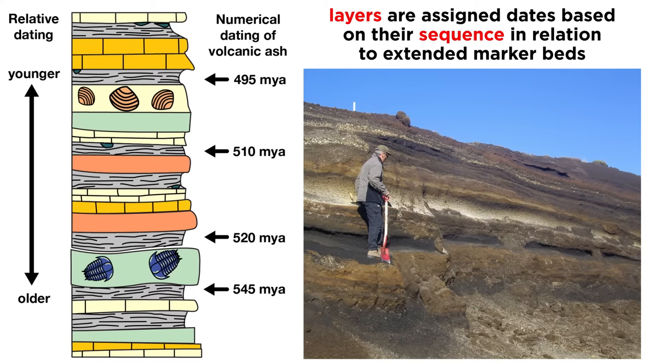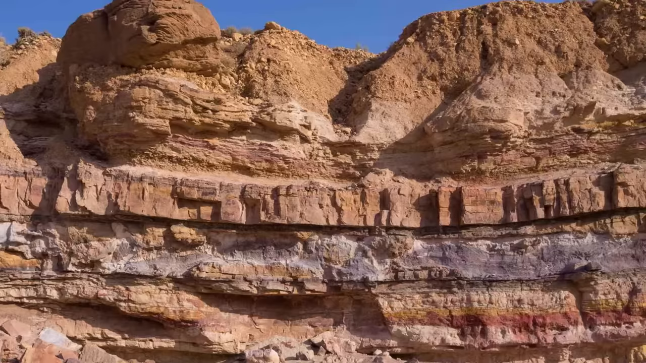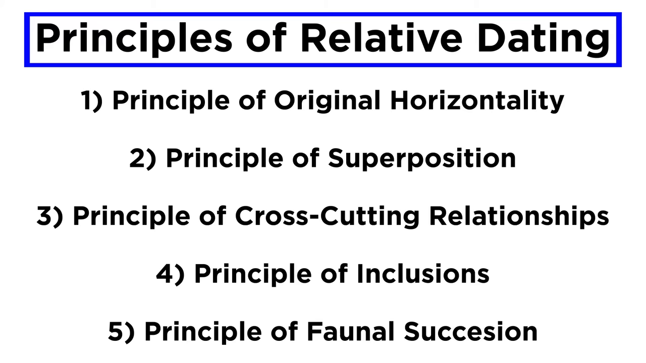Before the advent of radiometric dating in the early 1900s, geologists assigned relative dates to different layers in an outcrop based on the inferred sequence of their deposition, or emplacement, which they would then compare to other outcrops using distinctive formations called marker beds. In fact, most sedimentary rocks are dated using relative dating since they do not meet the criteria for radiometric dating, which we will discuss in the next tutorial. Let's now discuss some of the principles that geologists use when determining relative ages.